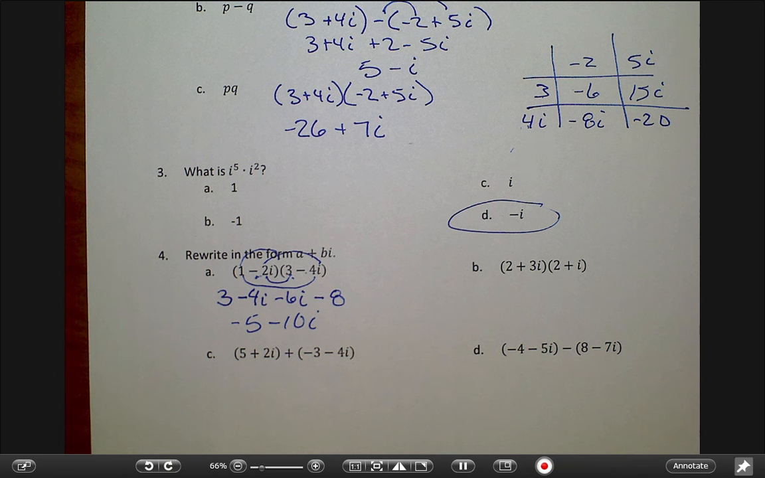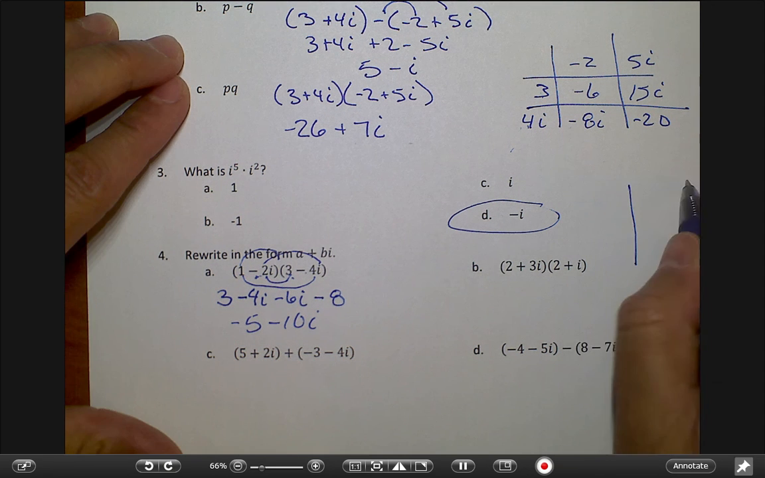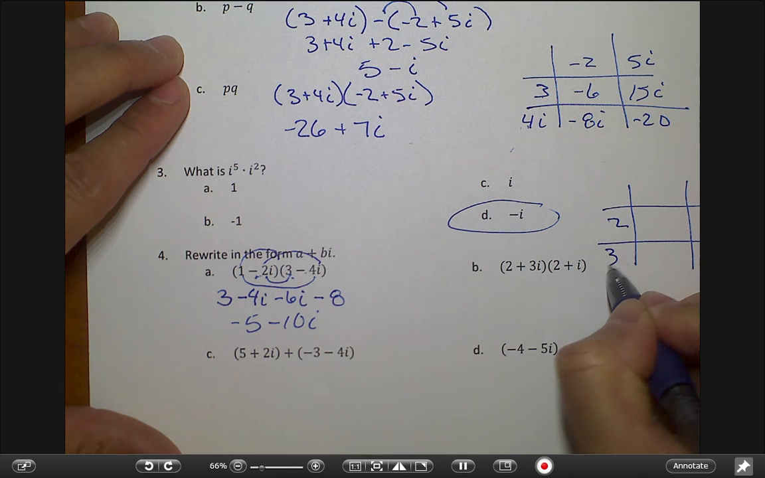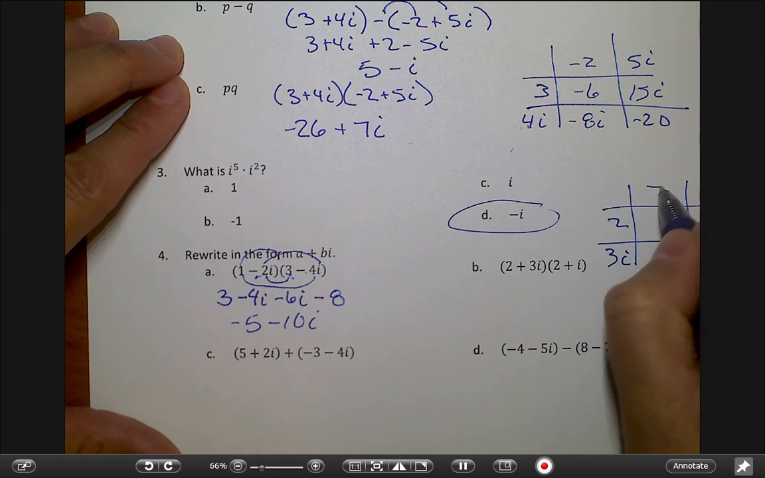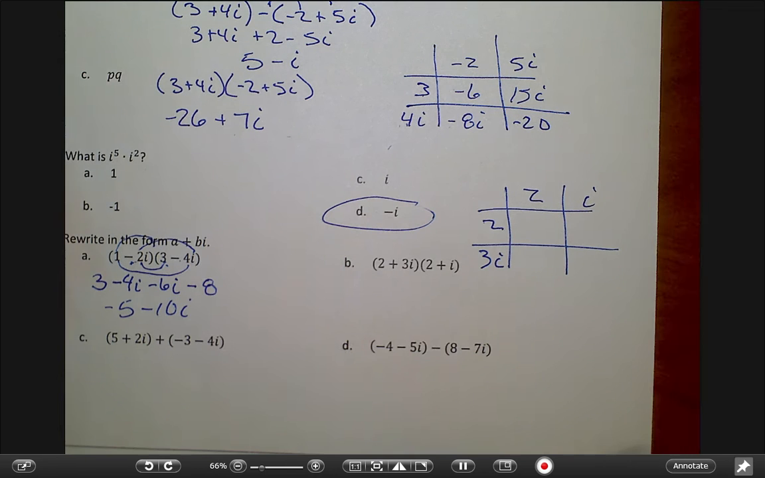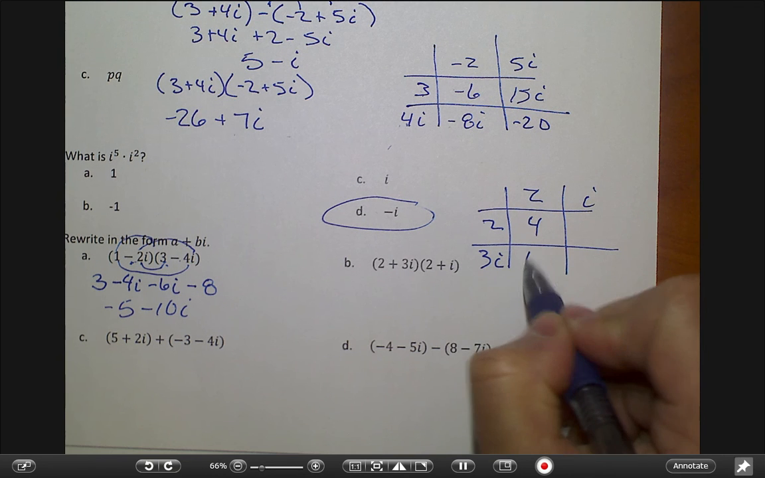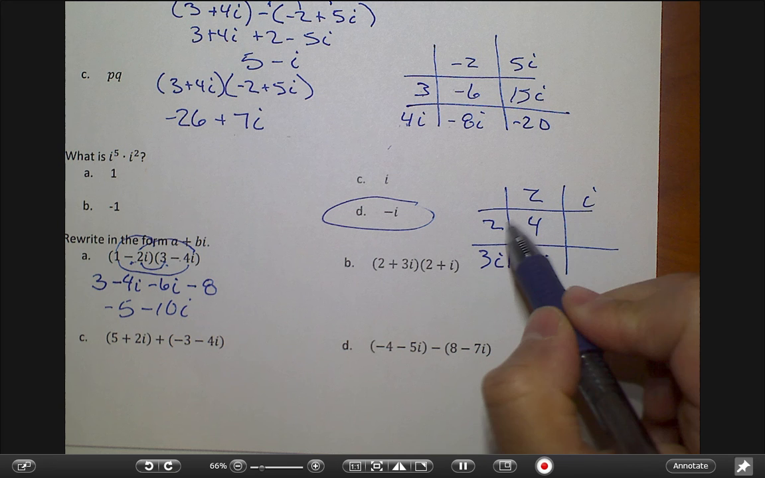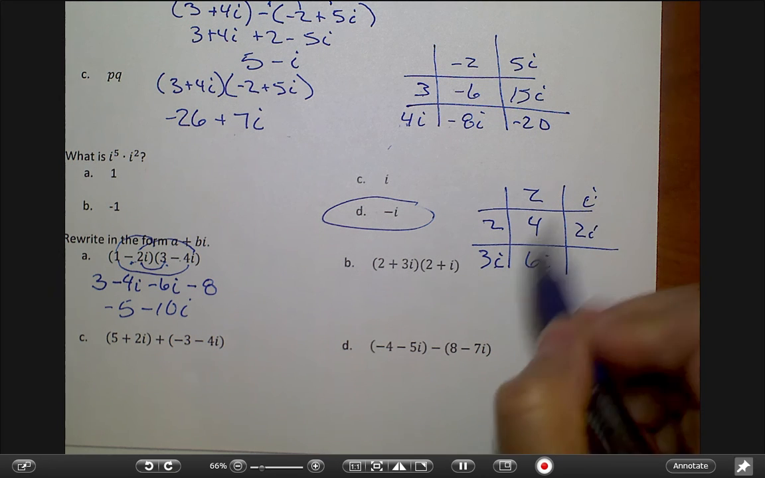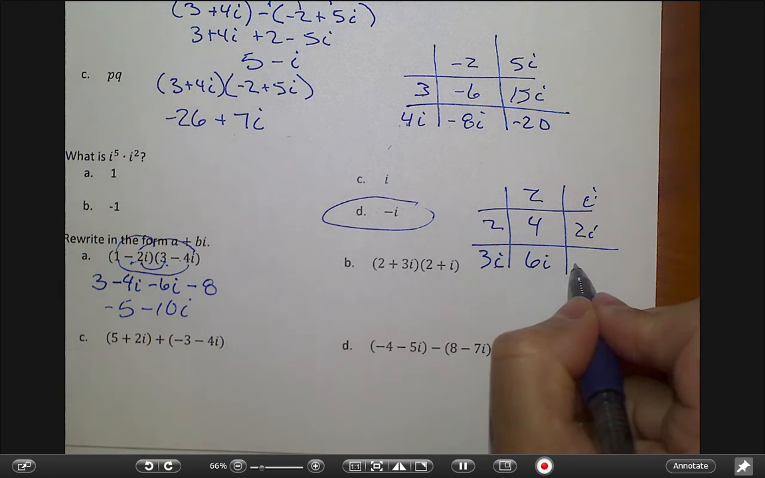Do you guys want me to do the box method again for this one? Okay, I'll do the box method. So 2, 3i, and 2 and i. Oh, I'm off the screen, sorry. 2 times 2 is 4. 2 times 3i is 6i. i times 2 is 2i. i times 3i is 3i squared, which gives me negative 3.